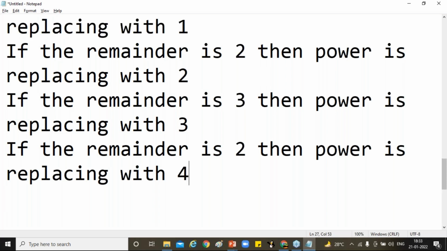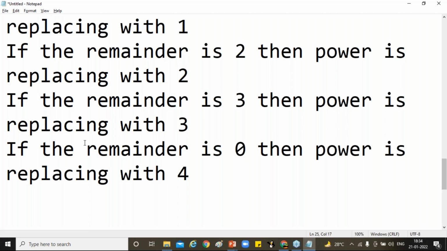If the remainder is 0, then the whole power is replaced with 4, because if the remainder is 0, it indicates that the power is a multiple of 4.